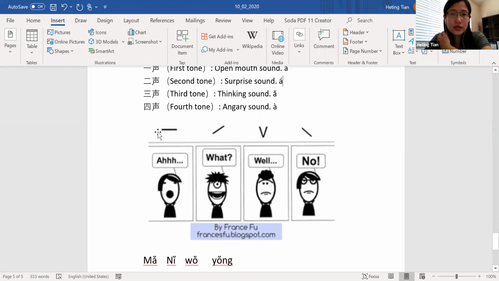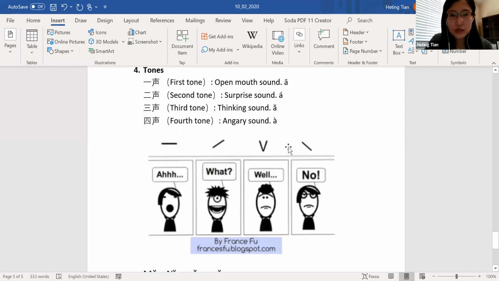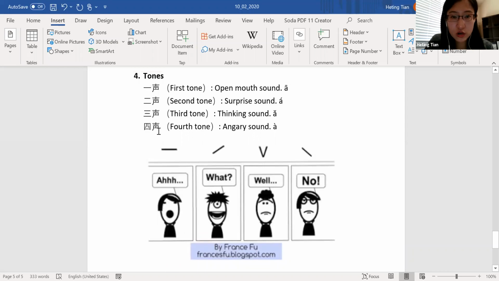Next one is 三声, third tone, thinking sound. That's the hardest one. Use your head to help you. Or like a thinking sound when you are thinking. Next one is fourth tone, 四声. That's an angry sound. No!